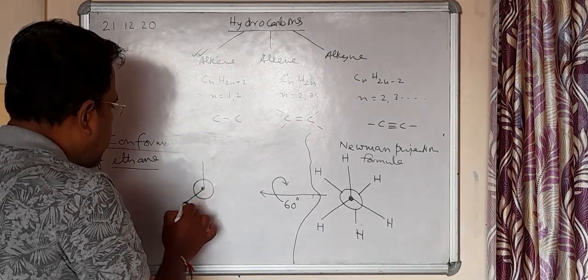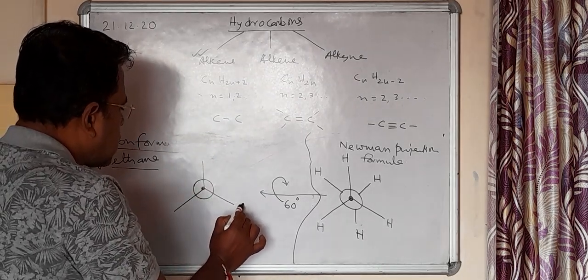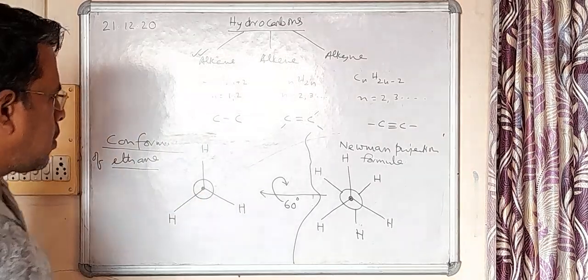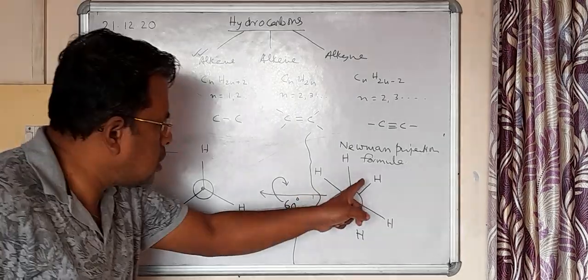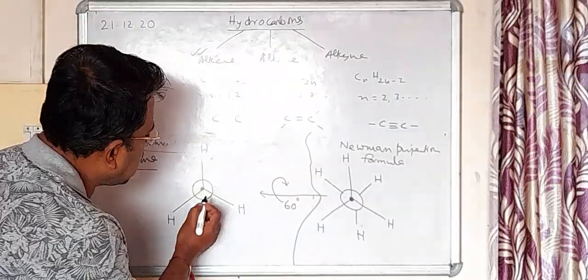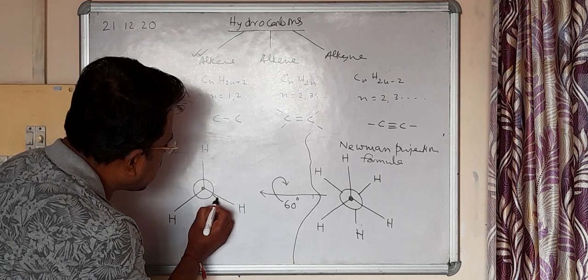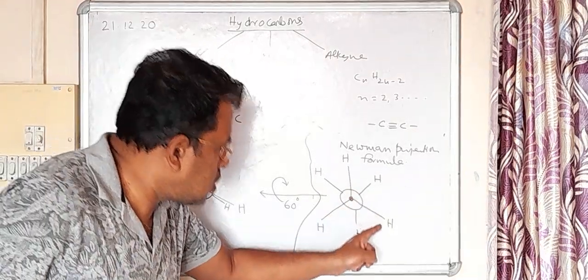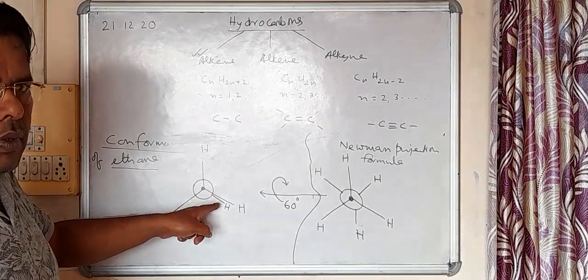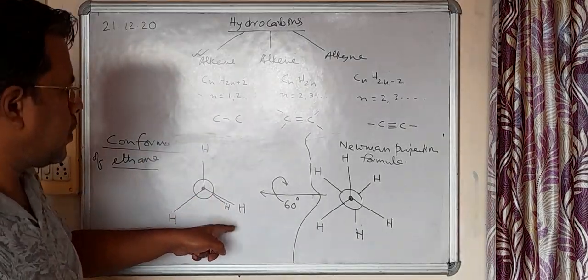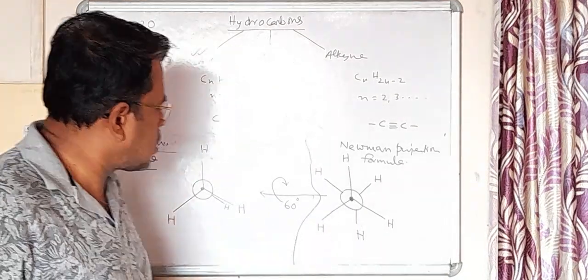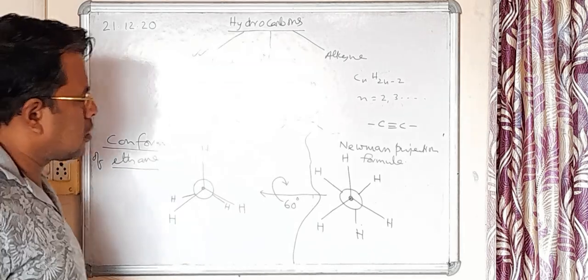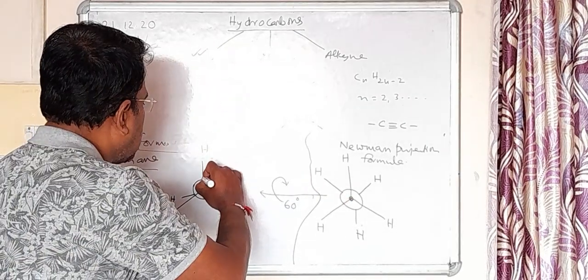We are keeping the front carbon atom fixed. So this hydrogen will come below it, so that we are showing it this way. This hydrogen is below that hydrogen. This is how we represent it. Similarly, this hydrogen will be below this.